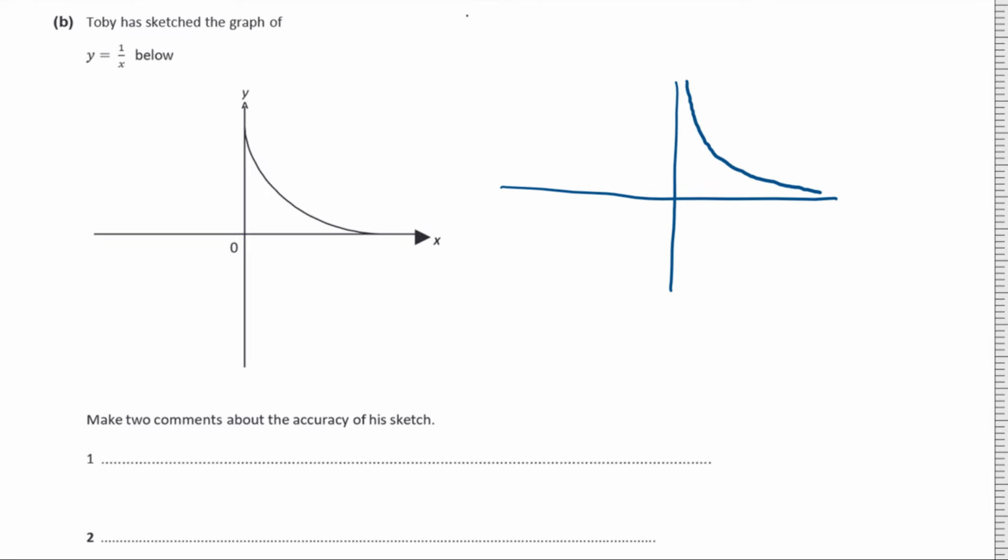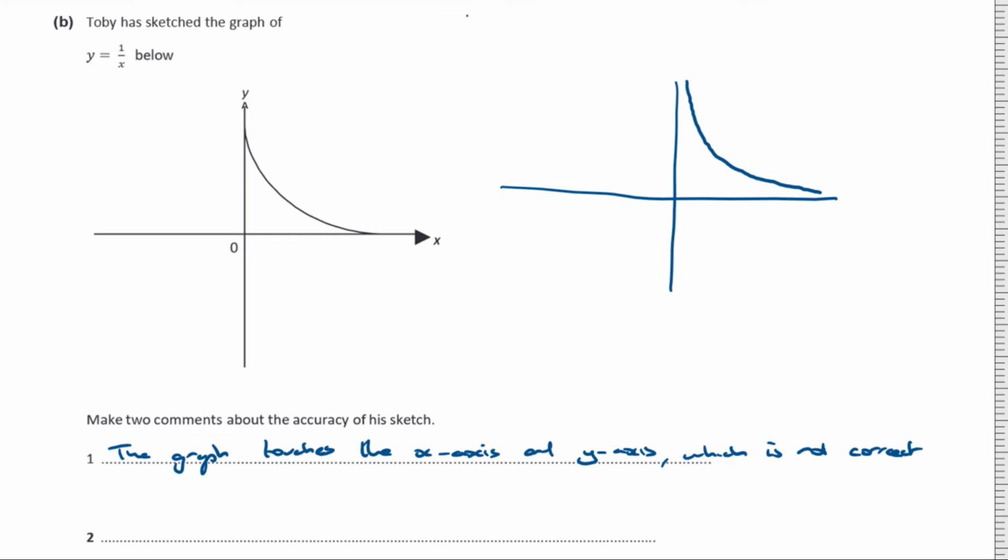Okay, so one of my comments about it is that the graph touches the x-axis and y-axis, which is not correct. Okay, so there's one thing he's done wrong. So the graph touches the x and the y-axis, and it shouldn't.